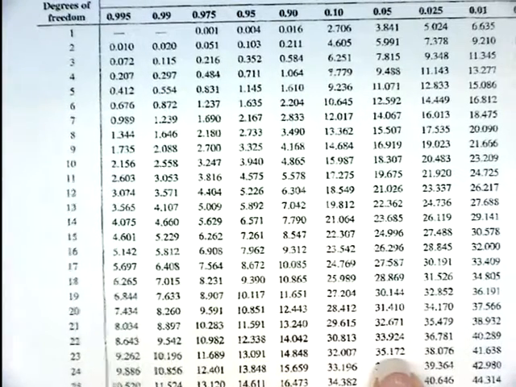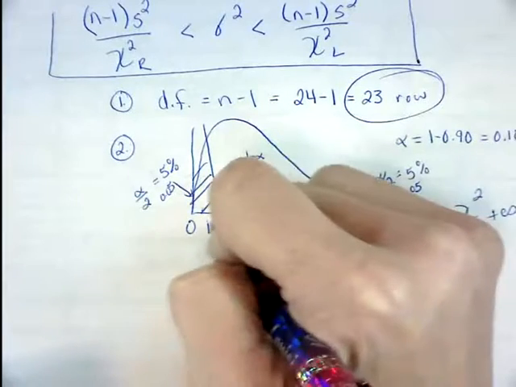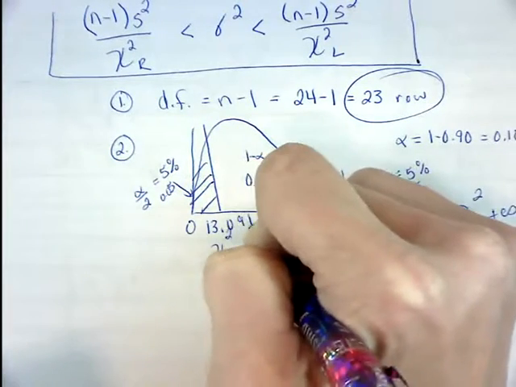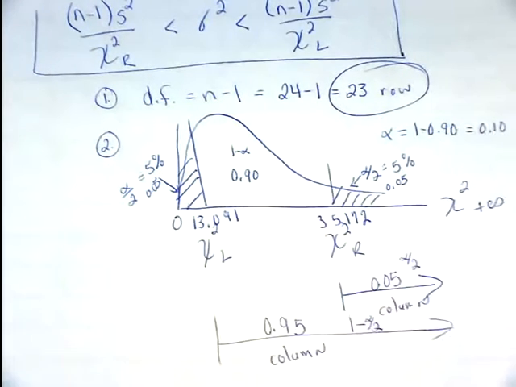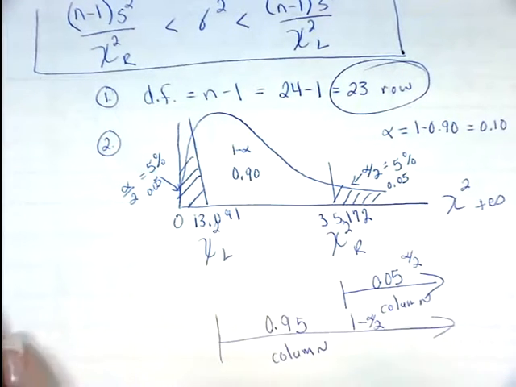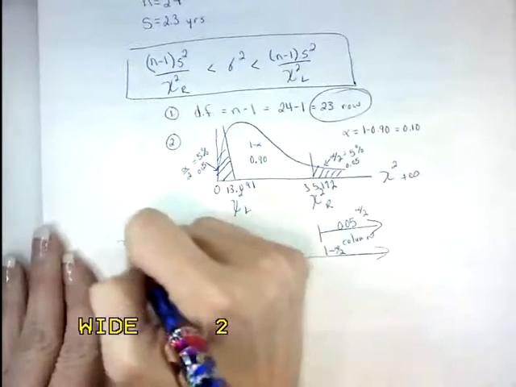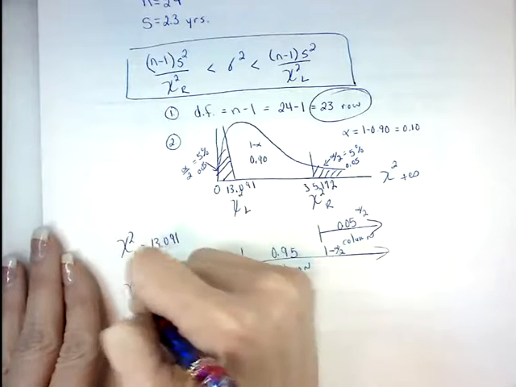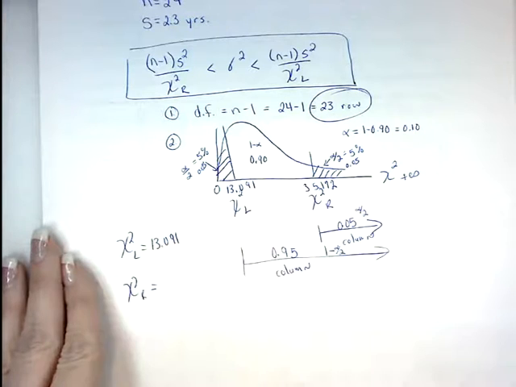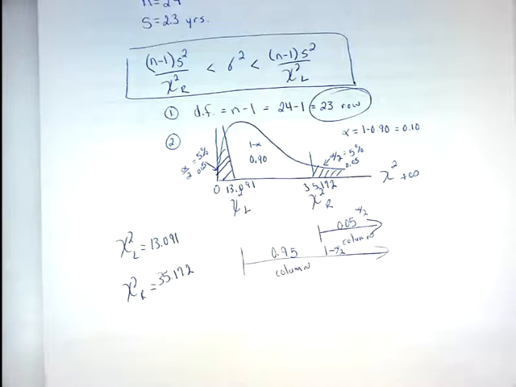And I'm going to write these two values down. Therefore, on our picture, this answer is 13.091, and this one is 35.172. Therefore, chi-square from the left is 13.091, and chi-square from the right is 35.172. We have those values.